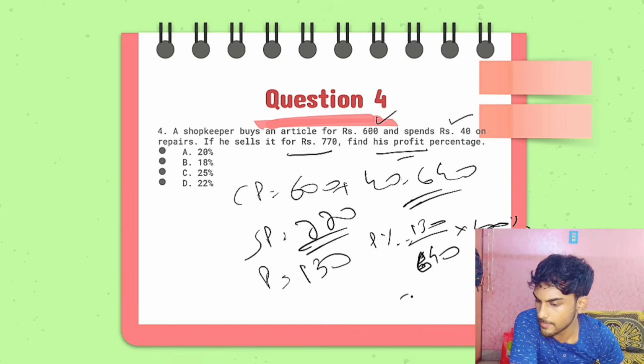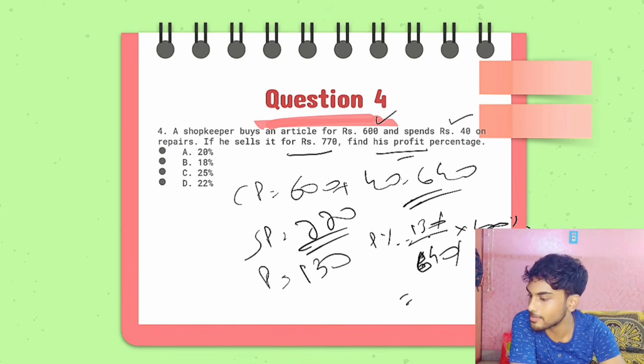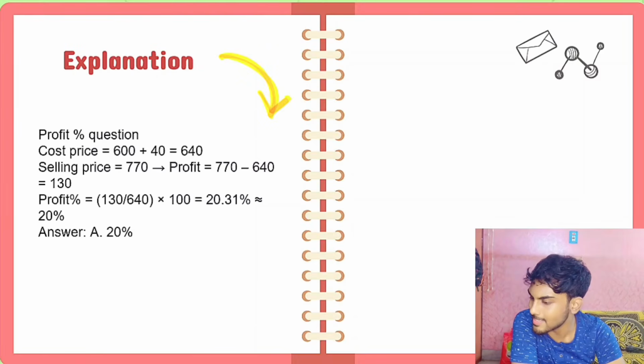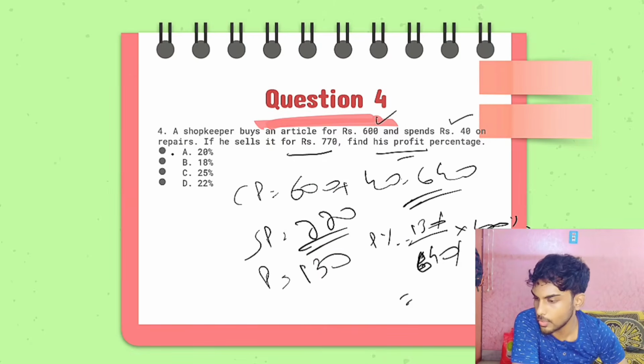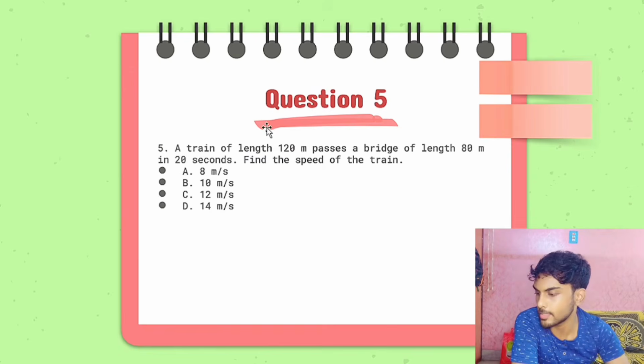If you do this, just do it yourself. I won't be solving these things. So the answer is 20%. You need to round it up. So the answer is option A, 20%. This one is very easy. Let's go to the next one.